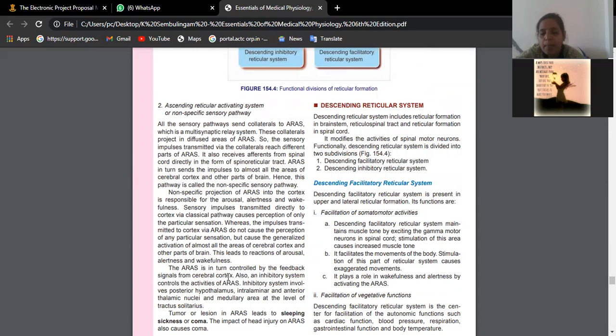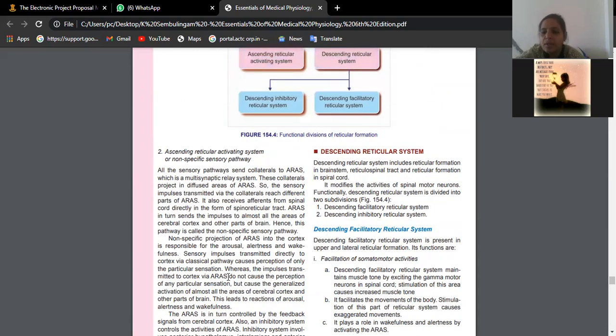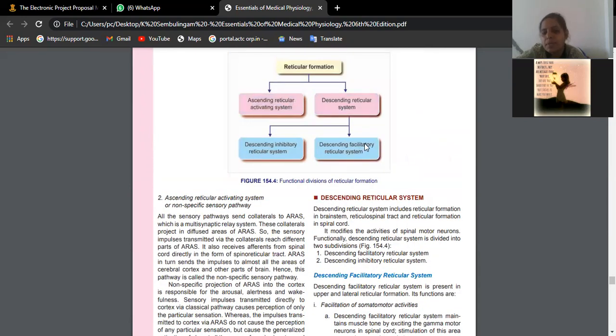Ritika, is that clear? Okay, ma'am. Now, descending. See, in the descending, we have two types of systems.